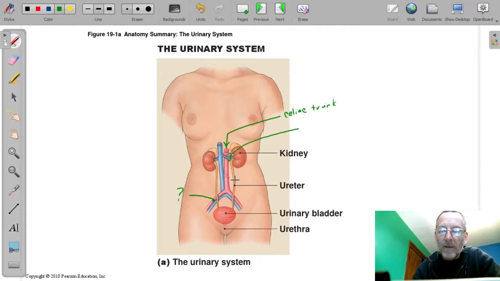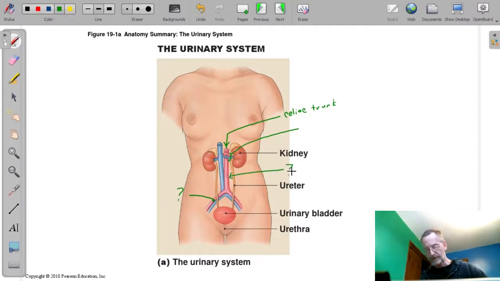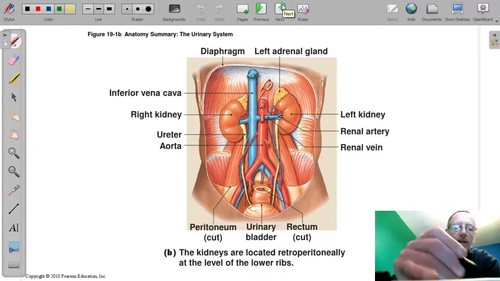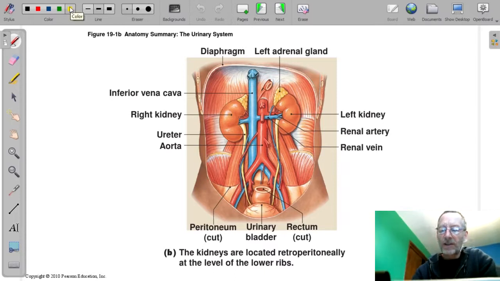And then there's this guy down here. What's that one? I'll let you figure that out. If you get stuck, let me know. I don't want to spend a lot of time on this right now. More detail, this would be a much better picture to ask you what some of these structures were. But you should recognize everything that's labeled in this figure.